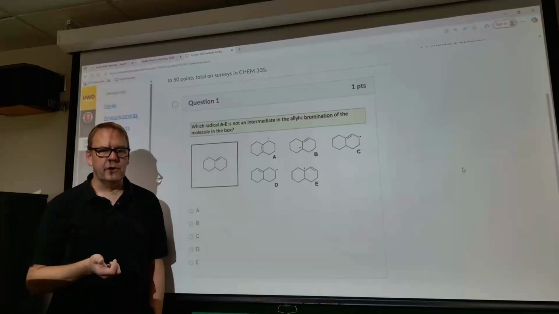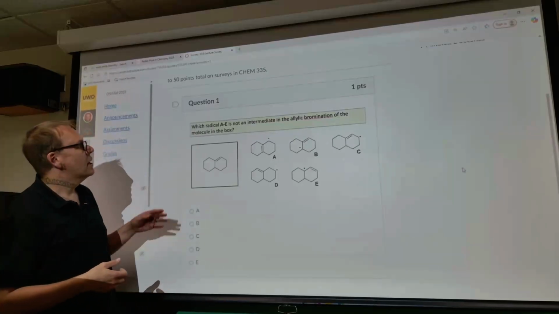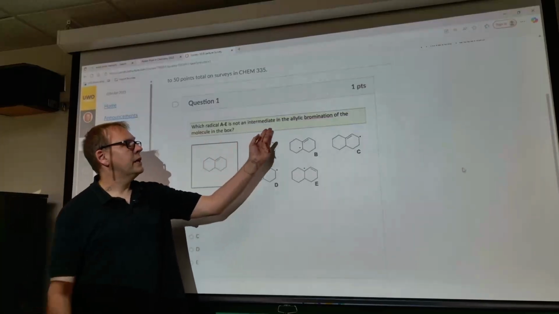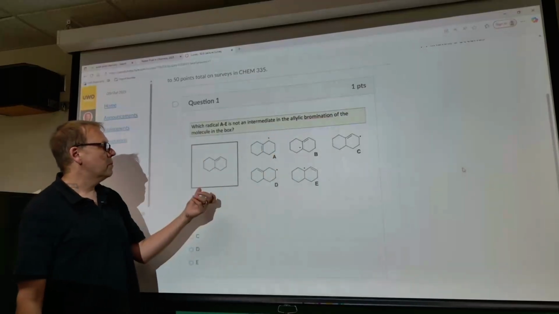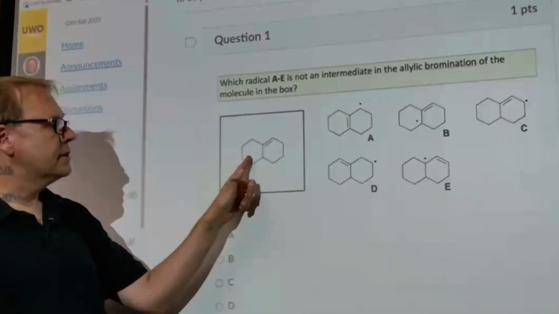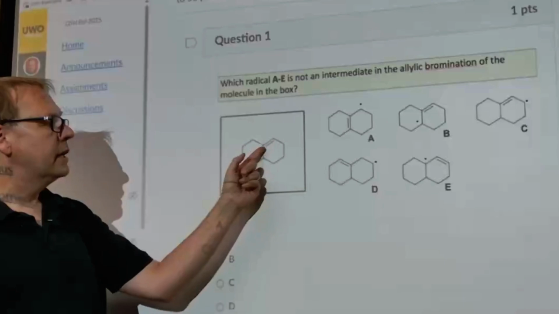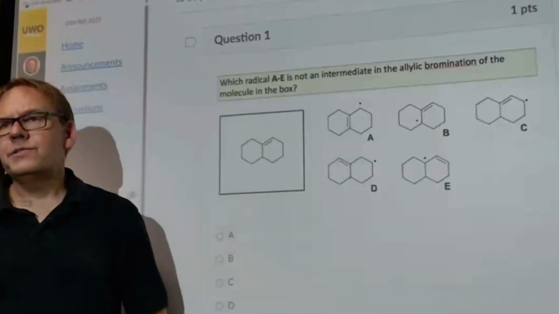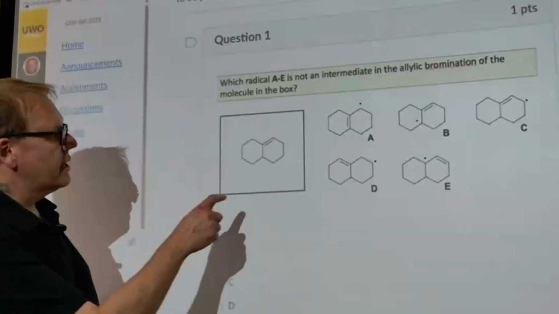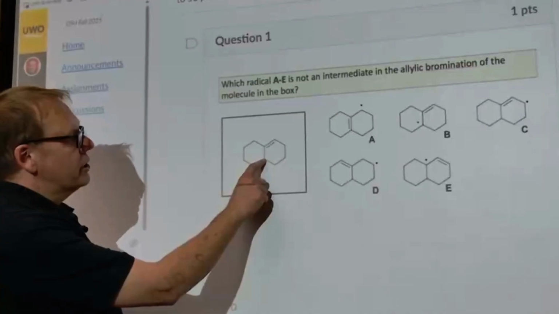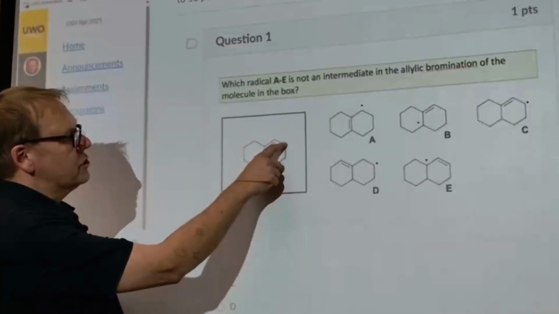So this one asks about an allylic bromination, and it says, which radical is not an intermediate in the allylic bromination of the molecule in the box? So the molecule in the box has two fused six-membered rings and a double bond here at the fusion point. It has several different allylic positions. It's got an allylic position here at the ring juncture, an allylic position there, and an allylic position there.